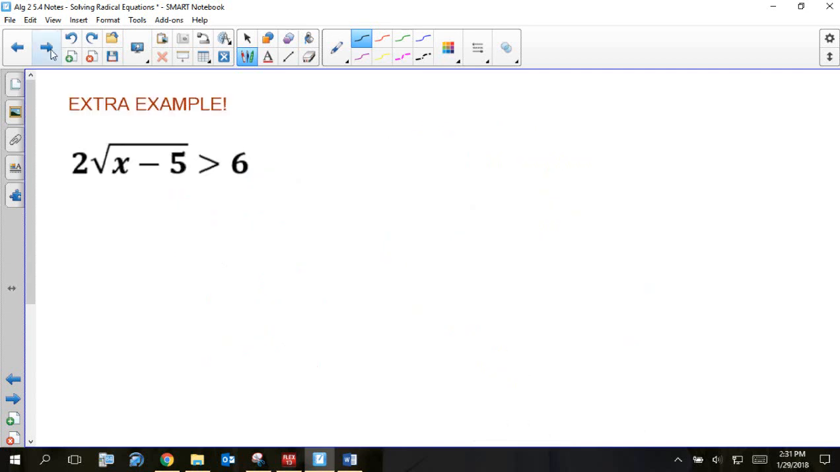Let's look at the next one. Is this a square root? So we need the other piece that says square root of x minus 5 has to be greater than or equal to 0. It does not matter that the first line is greater than, the second one is still greater than or equal to. It's always that.